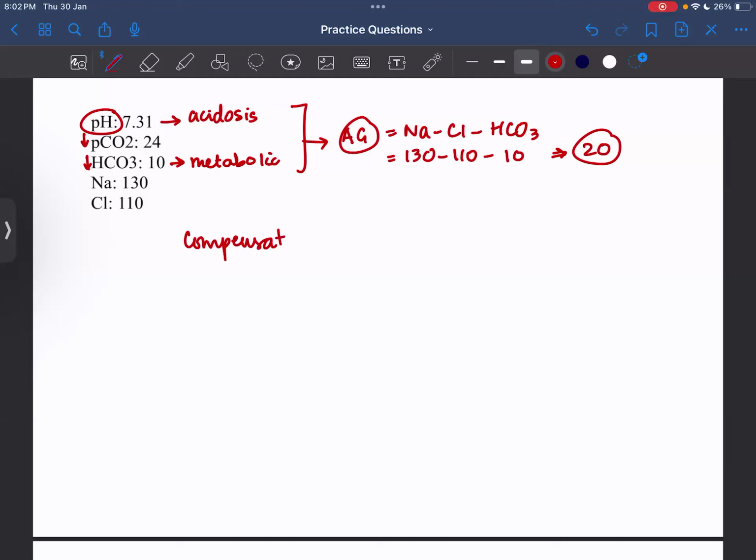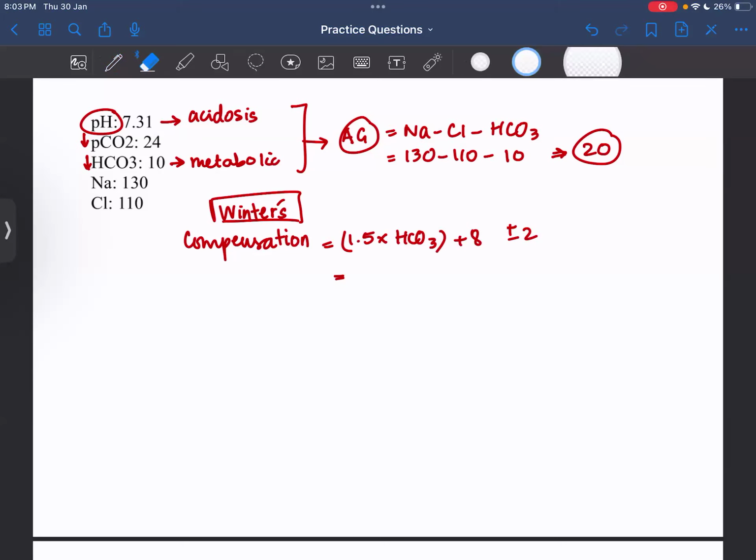What is the formula for compensation of metabolic acidosis? It's actually Winter's formula, right? What is Winter's formula? It is 1.5 times bicarb plus 8, plus or minus 2. Okay, so 1.5 times bicarb, which is 10, is going to be 15, plus 8, plus or minus 2, so the range is going to be 21 to 25.